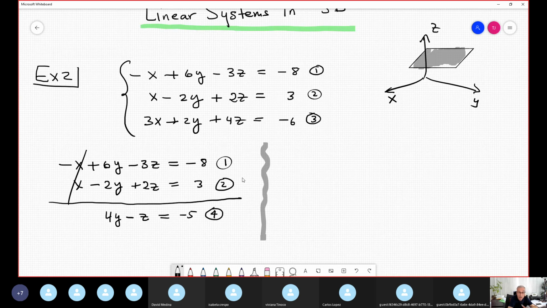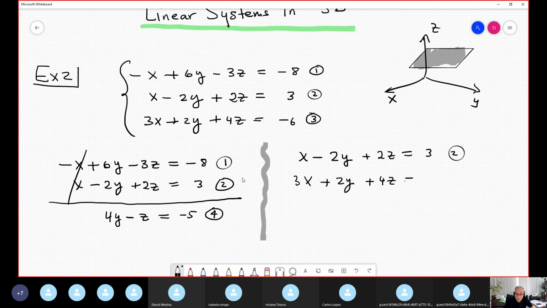However, there is another possibility. For example, you take equation 2 and equation 3. x minus 2y plus 2z equals 3, equation 2. I repeat again. And equation 3 is 3x plus 2y plus 4z equals negative 6. Okay, it's equation 3. As I see, wow, it's ready for elimination of the y, because negative 2y and positive 2y.